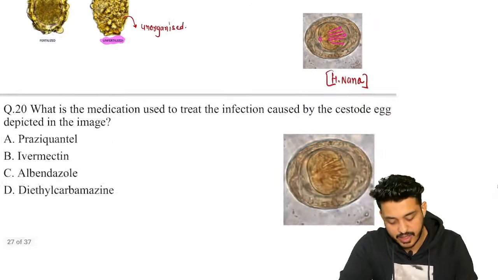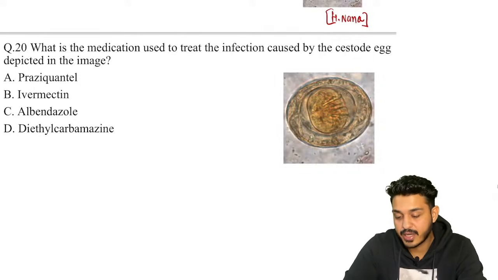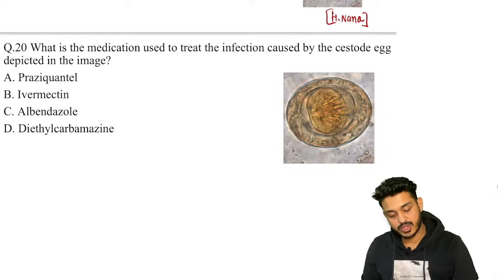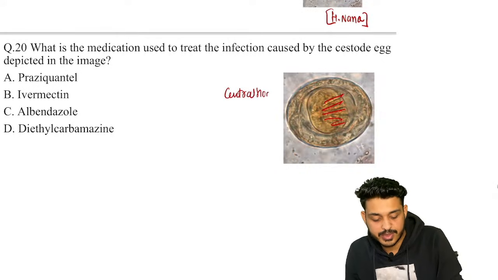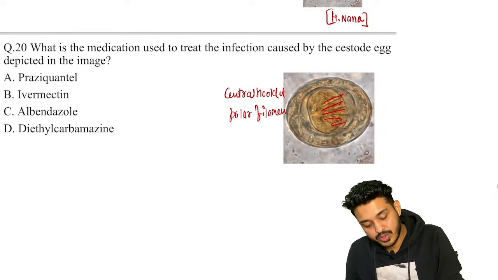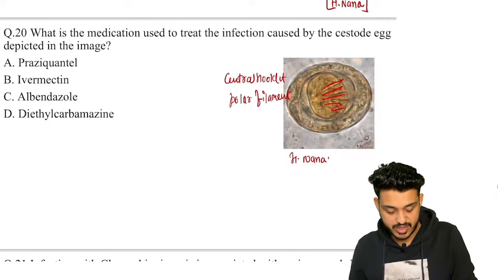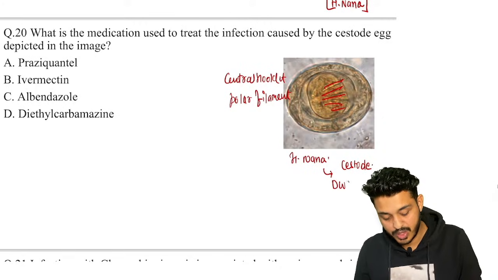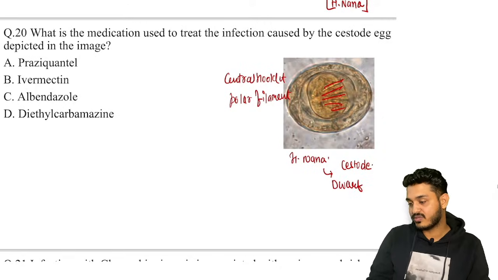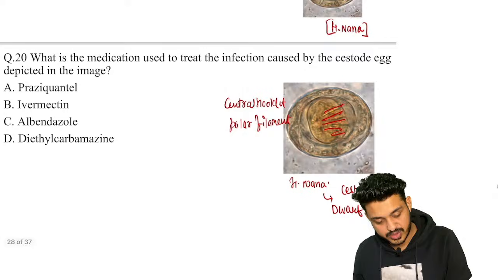This is a cestode egg, right? Now tell this question: what is the medication used to treat the infection caused by the cestode egg? So what is this egg? Again, central hooklets with polar filaments. Here it is written that central hooklets are going to be there, polar filaments are going to be there. And this is going to be a non-bile stained egg, right? This is the egg of H. nana, which is a type of cestode. It is also known as dwarf worm, the smallest one. So what is going to be the drug of choice here?